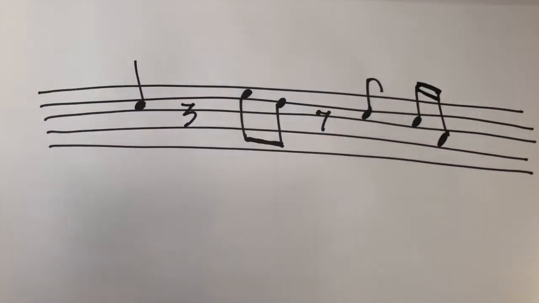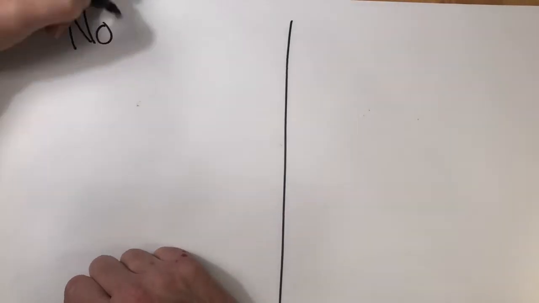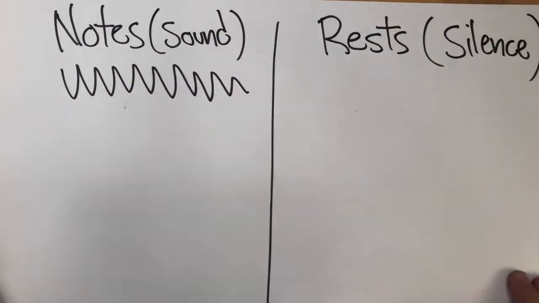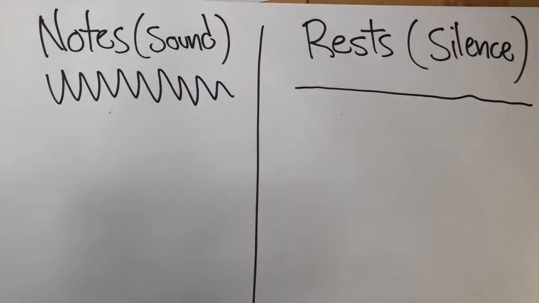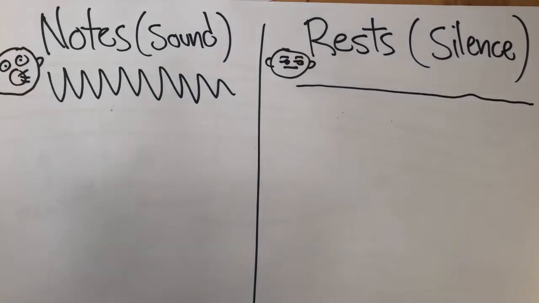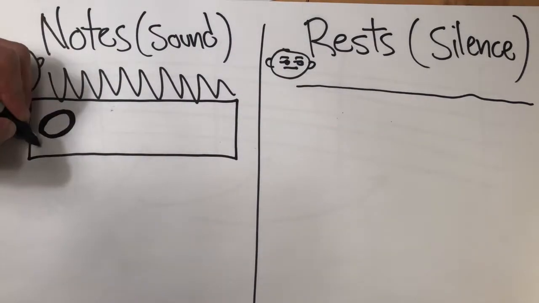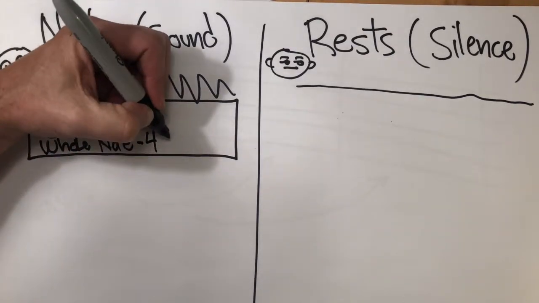Musical symbols are written on a group of 5 lines and 4 spaces called a staff. Musical symbols represent pieces of sound and silence. Notes represent sound. Rests represent silence. There are notes and rest symbols for different size or lengths of sound and silence.